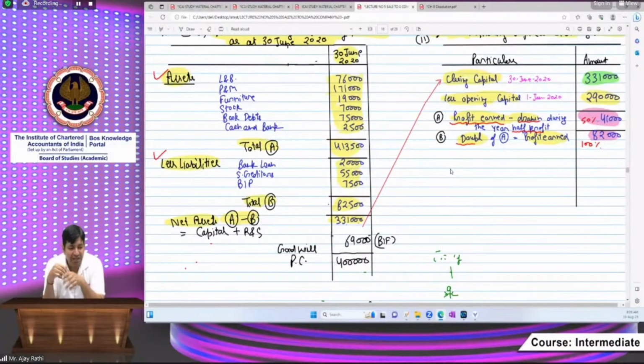Sunil, Sakshi, Harshit, Komal, Himanshu, Manvi, and all the rest of the students whose names have gone to the upper side in the chat box. Beta, please let me know, is everything clear up to this? Up to this, okay, sir.